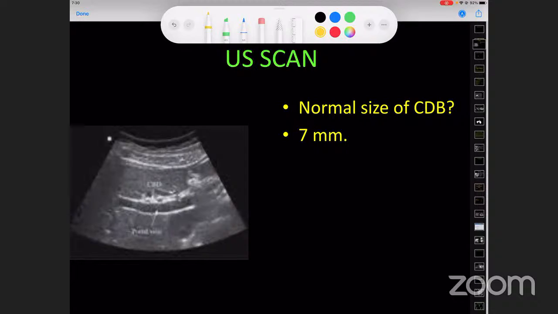Now, definitely. Ramanuj, also, what is the difference between a subtotal and a partial cholecystectomy?